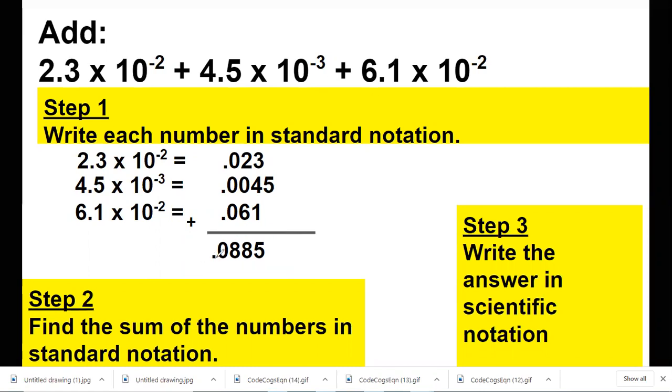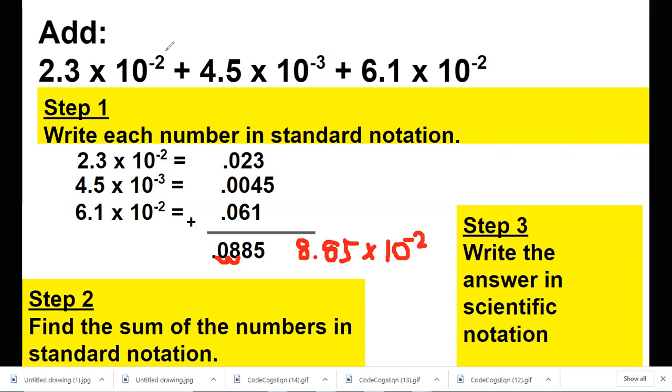Let's move our decimal. Where, how many spots? 1, 2, right? Because now we have 8.85, and that's between 1 and 9.99. So it's going to be 8.85 times 10 to the what? Well, we moved right this time. So we moved 2 spaces, 10 to the negative 2, right?